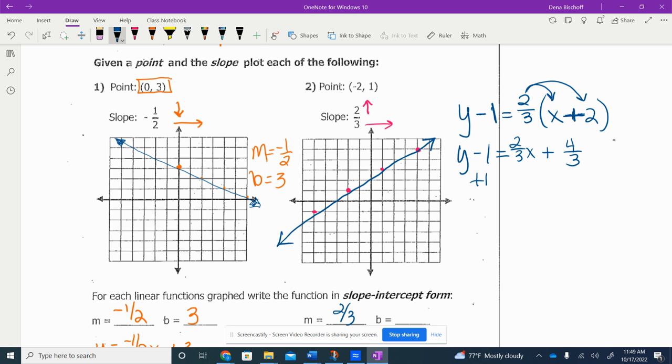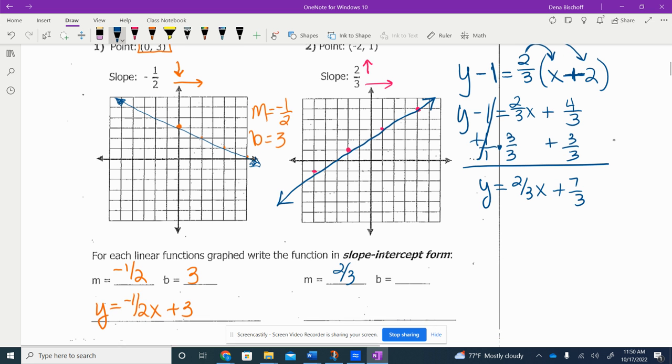I'm going to add 1 to both sides. I'm going to turn that into 1 over 1. And I'm going to ask you, Amira, how do I turn that 1 over 1 into a fraction with a denominator of 3? What do I have to multiply by to make the denominator 3? Times 3. So I'm going to multiply both the top and the bottom by 3. So I'm really going to add 3/3 to both sides. So the 1 over 1 cancels out. 4/3 plus 3/3 is 7/3. So y equals 2/3 x plus 7/3.